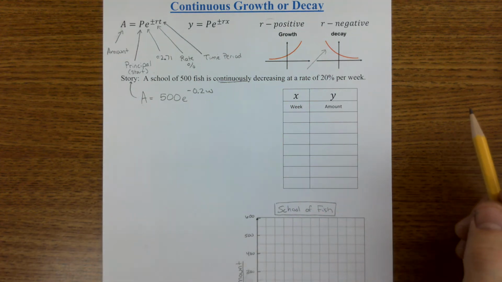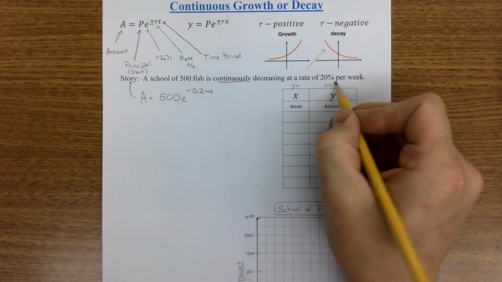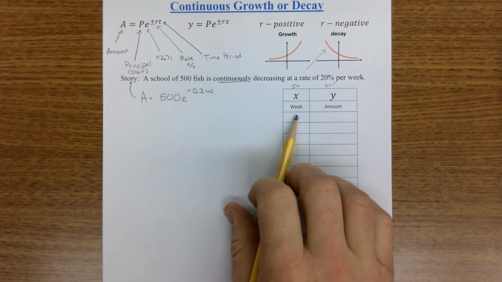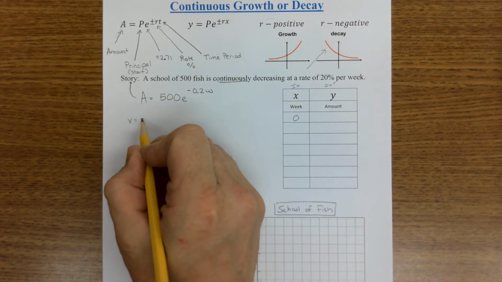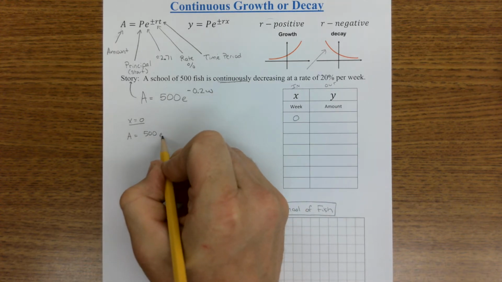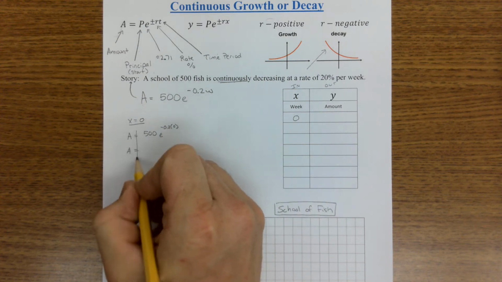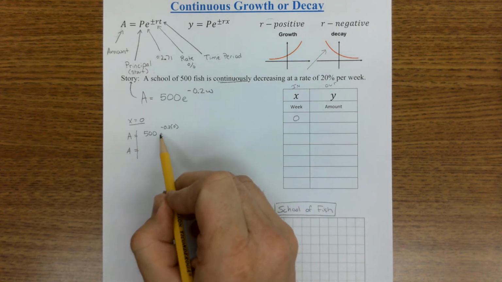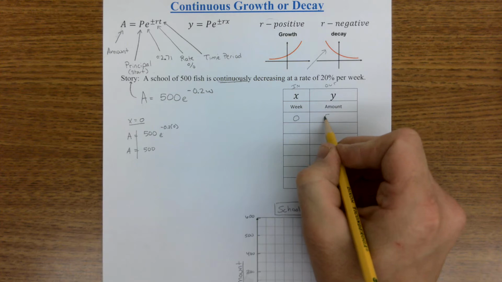All right, let's start filling in some charts, figuring out inputs and outputs. Let's plug in week 0. Where is the school of fish at week 0? We already know 0 is the starting point, so it should be 500, but let's see how we get this. x is equal to 0, so A is equal to 500 times e to the negative 0.2 times 0. Zero times this is 0, e to the 0 is 1, and 1 times 500 is 500. So there's our starting amount.